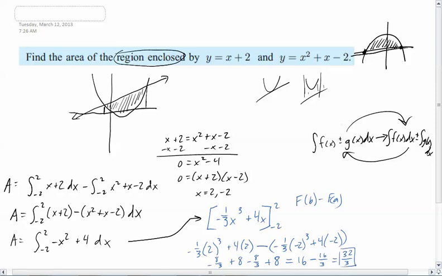All right, so there you go. We went through and we found the area enclosed by two graphs. We simplified it by putting the two integrals together, so I only had to do one integral instead of two, and we finished with the final answer.